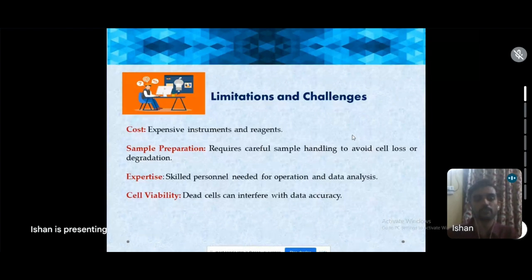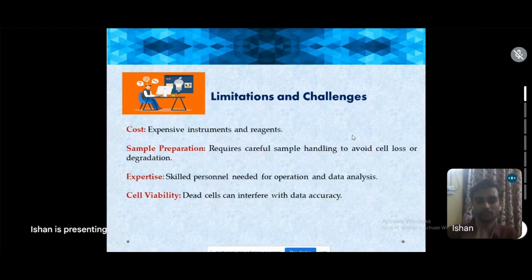Then comes the cell viability. Whether the dead cells can interfere with the data accuracy, because as we check for apoptosis or we check for live cell analysis, there is also a significant amount of debris or dead cells present in the sample. So that can most of the time interfere with the results, either causing a synergistic effect, or causing an antagonistic effect.